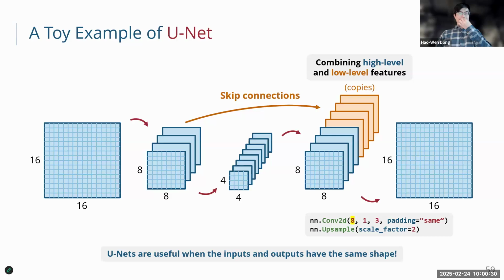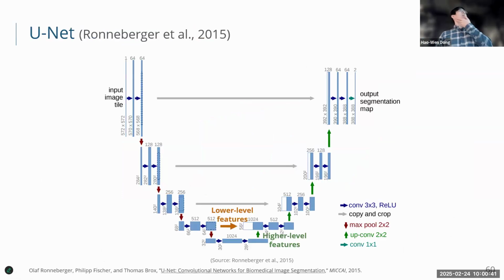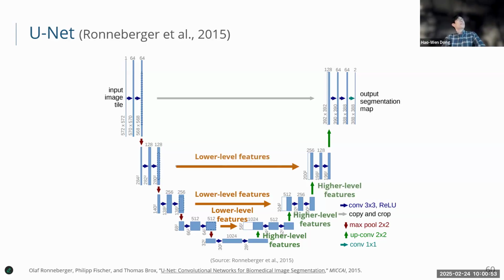One more tip is that UNets are useful where the inputs and outputs have the same shape. That's pretty much where you should use UNet. If you look at this figure, it's always doing this trick of combining low-level features and high-level features, again and again. These skip connections are bringing, in this case, the very first layer, which is just all the boundaries, so very low-level features, and you combine it with higher-level features coming from deeper in the model.